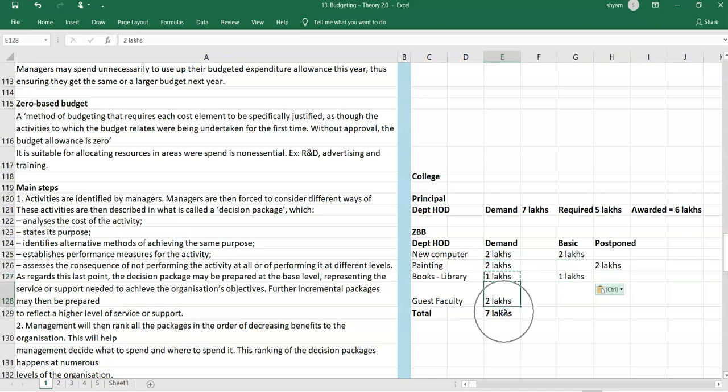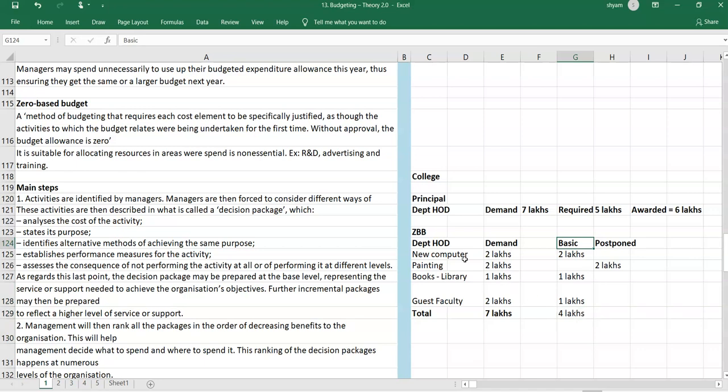Guest faculty, we can't say that we need too much of guest faculty, so he could allocate just 1 lakh for this year. Okay, and that would be the maximum. So look at how much happened here. The total amount has actually become only 4 lakhs. Okay, so here we are starting from scratch, from zero.